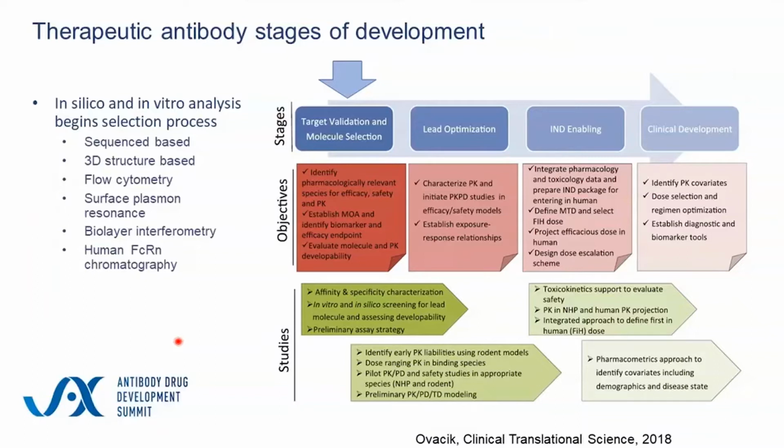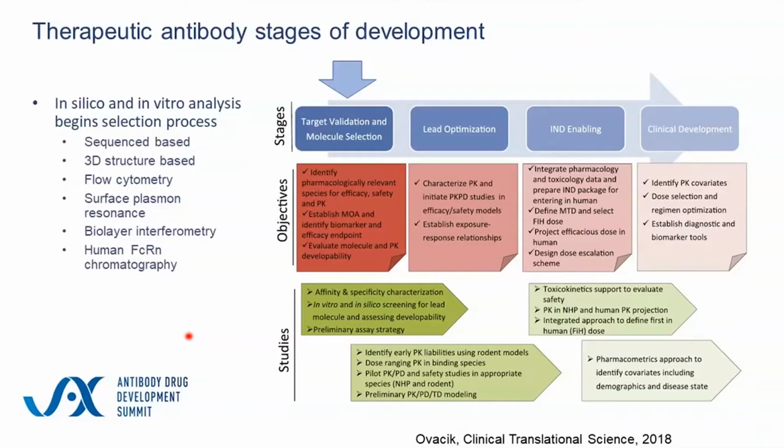And amongst the stages of antibody development, it starts off with target validation and molecule selection, whether it's binding, determining the affinity and selecting the binding to the target, as well as affinity for human FcRn binding. These different assays are available: sequence-based, 3D structure, flow cytometry, surface plasmon resonance, and so on.